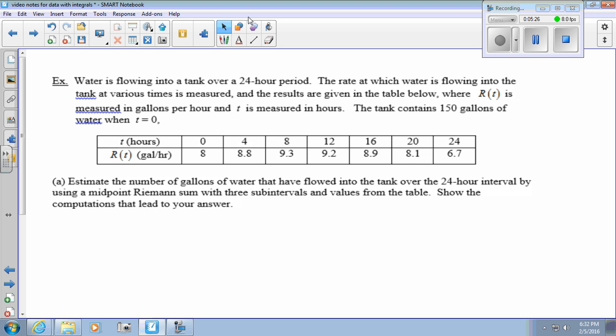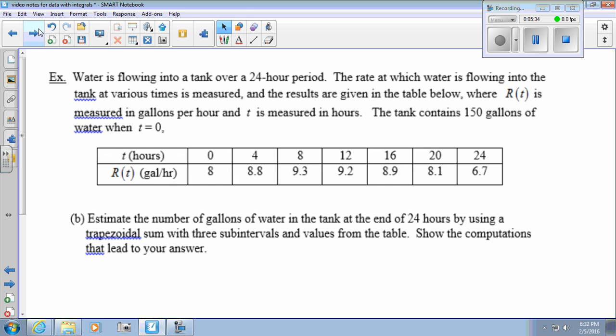So that was using the midpoint sum to estimate our integral, or estimate how much water has flowed into the tank. Now this next time, let's estimate the number of gallons of water in the tank using a trapezoidal sum.